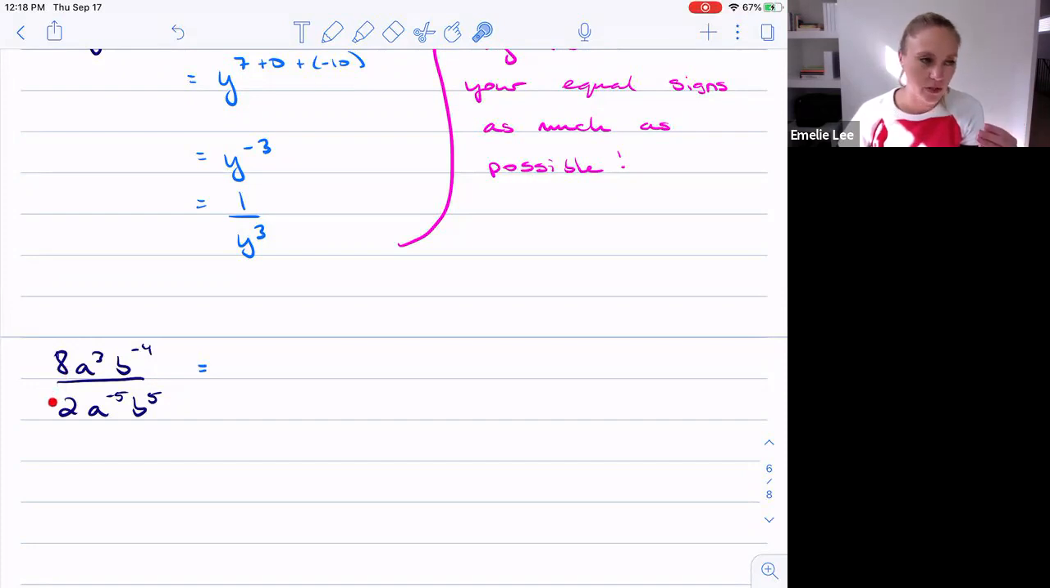So I've got 8 over 2, I've got a to the 3 over a to the negative 5, right? Those are the same base. And then I've got b to the negative 4 and b to the 5. So I could lump these, because I'm just multiplying and dividing, I'm allowed to do that. I'm only going to do it for the 8 over 2 to deal with that separately. And I'll show you what I mean.